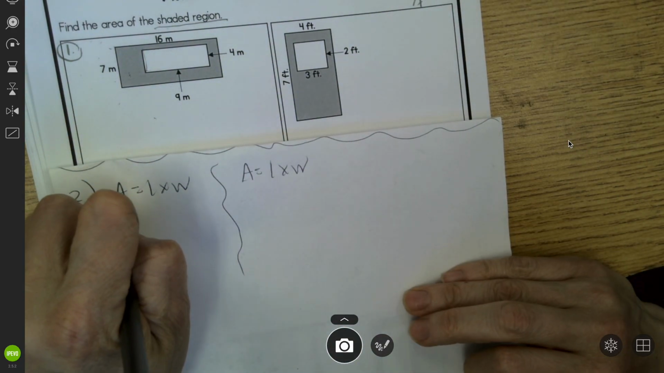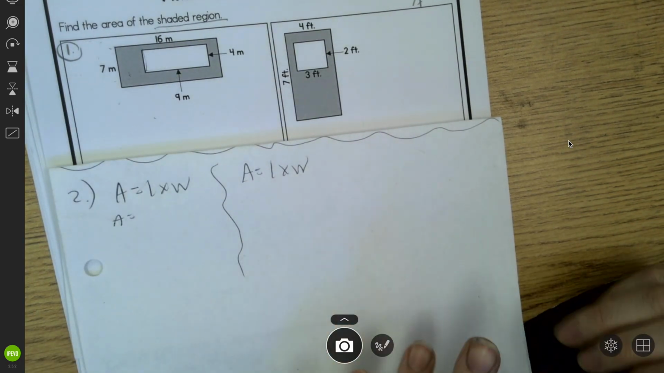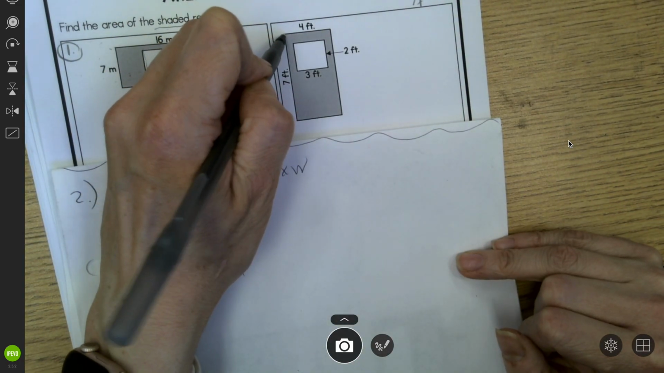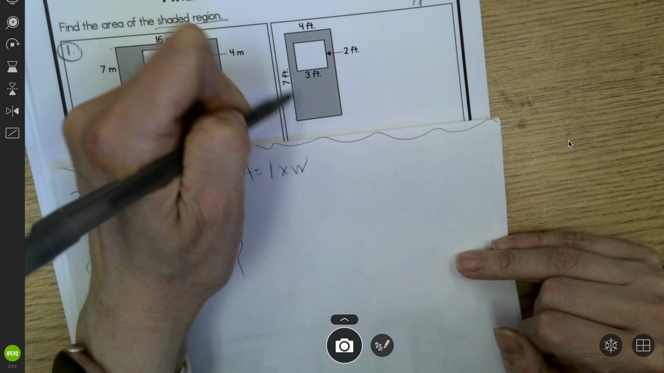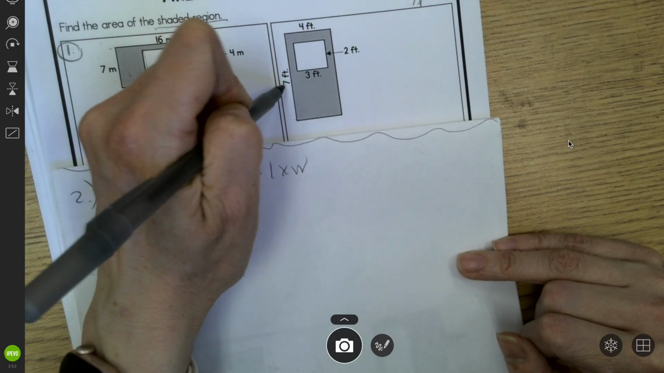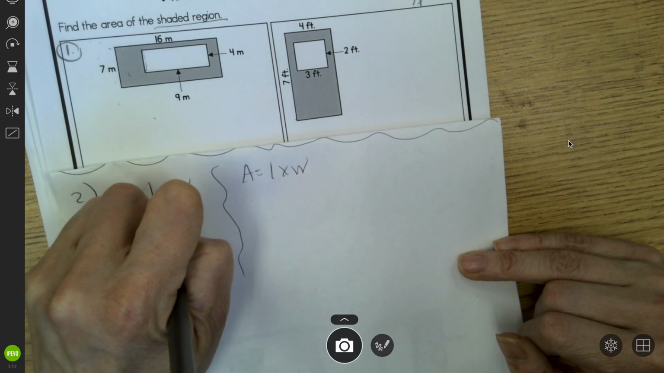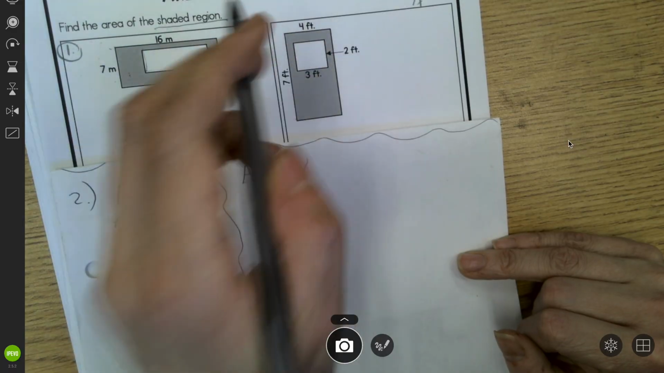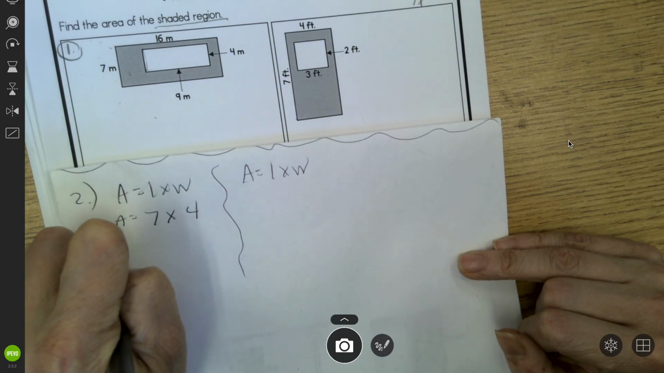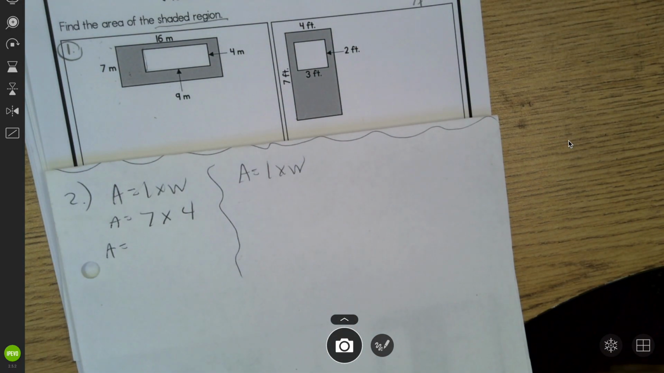Okay. The big one, area equals, now I need to find what the big side is. 7. The longer side is 7. From corner to corner, 7 feet times 4. Area equals, I'm going to skip count by 7 4 times. A lot of you are saying the answer really fast, but often we're saying the wrong answer. We're close, but we're not totally getting it. So skip counting is your safest bet right now.